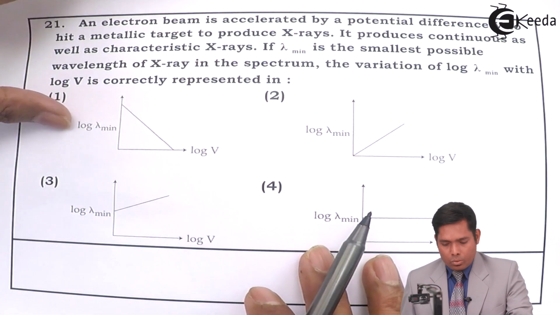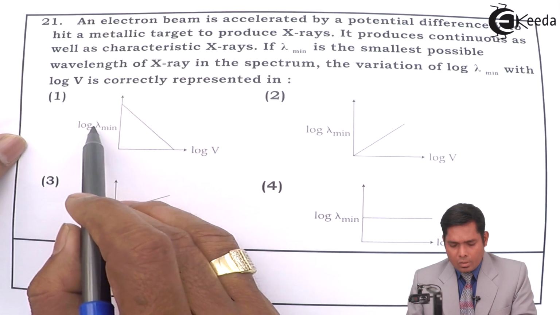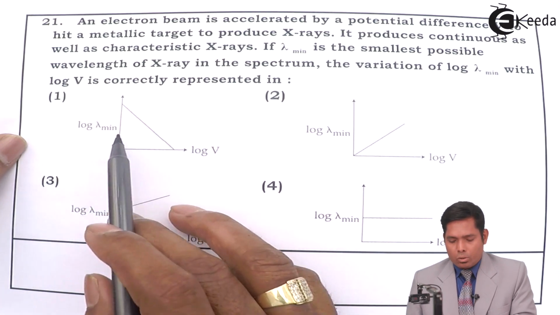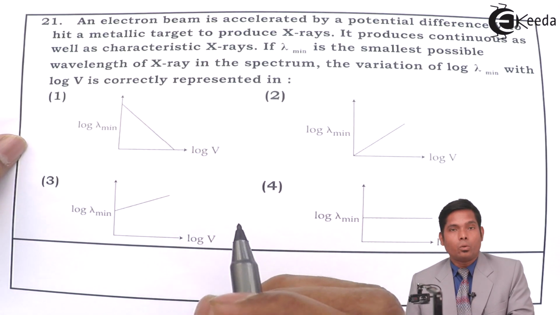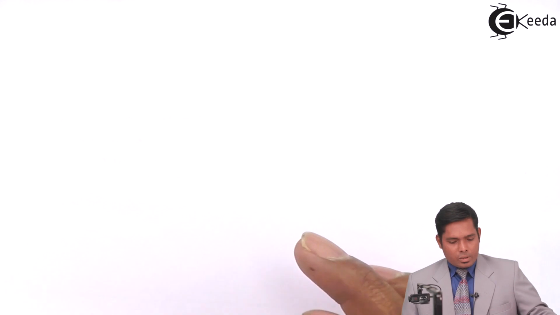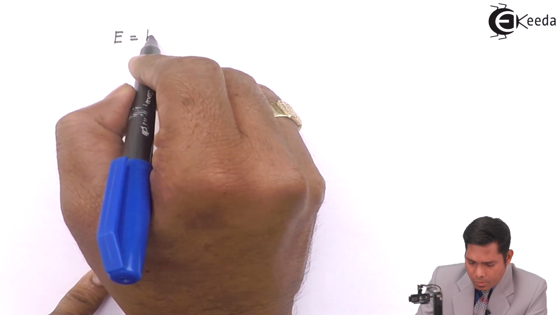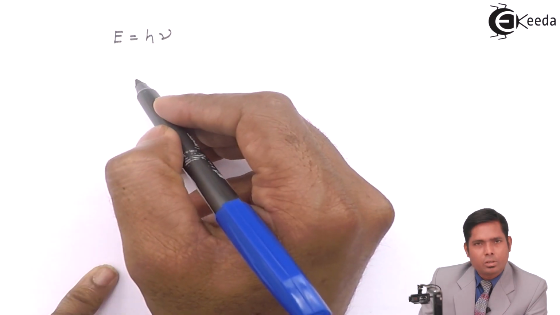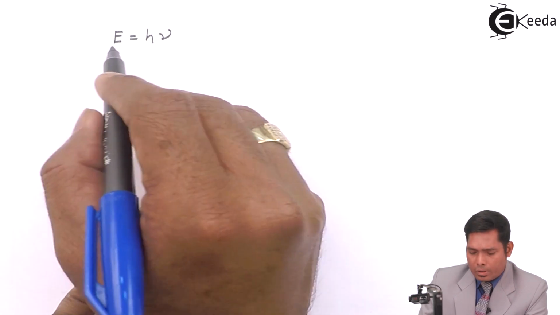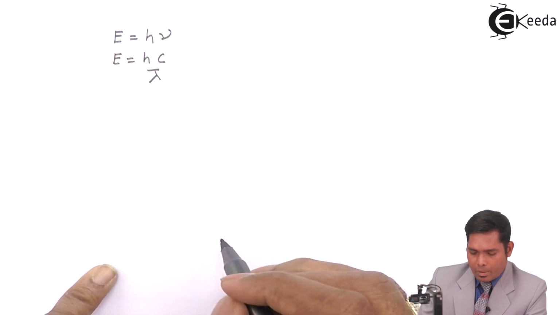Now, to plot the curve of log of lambda minimum versus log of V, we should have a relationship between lambda and V. To derive the relation of lambda and V, we go to the basic definition of energy. E is equal to h into nu. This is Planck's equation, the energy of a single photon. The energy equals hc by lambda.